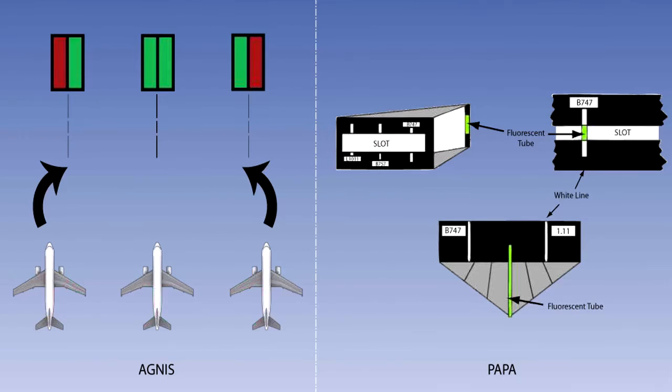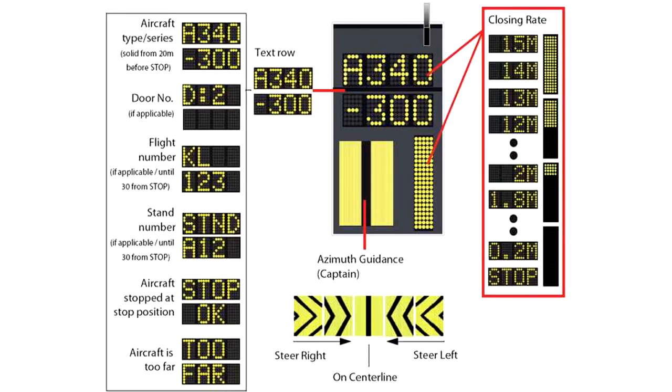Commonly used VDGS are the Azimuth Guidance for Nose-In Stands, or AGNIS, supported by the Parallax Aircraft Parking Aid, or PAPA. In some cases, mirrors are installed to permit a pilot to view the position of the nose wheel of the aircraft relative to the stopping position. At major aerodromes, Advanced Visual Docking Guidance Systems, AVDGS, are installed that provide electronic information, such as the azimuth position of the aircraft and stopping distance. In some cases, the AVDGS determines the aircraft type automatically and sets the relevant guidance parameters accordingly.